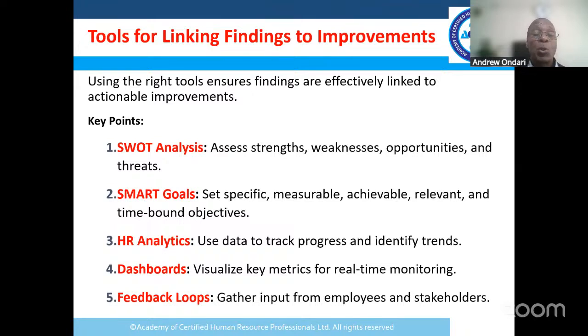So that is a tool that is used to formulate different strategies within HR for purposes of improvement. We also talked about SMART goals, specific referring to a particular element or aspect of HR. For example, in recruitment, we might focus on onboarding.